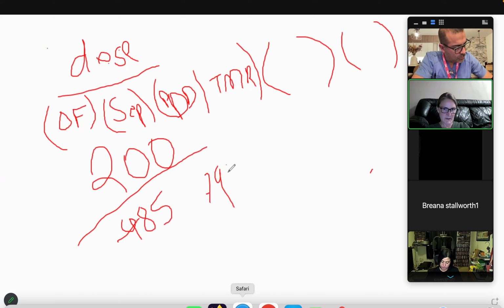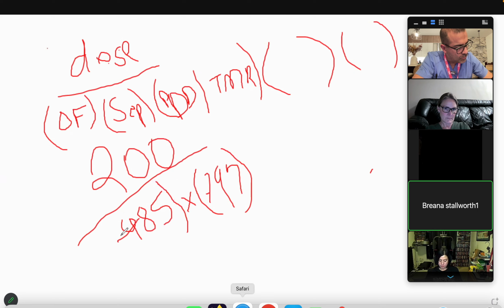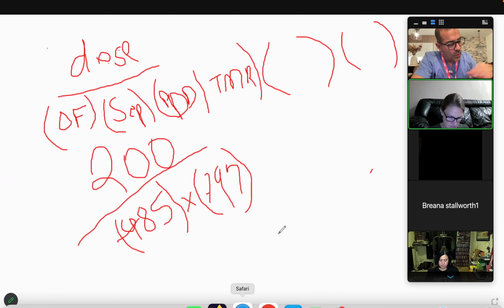So if you take 0.797, multiply it by 0.985, you'll get a number, 0.785. And then divide 200 by that number. 254.76. So 255 monitor units is what it will take to deliver 200 centigray to a depth of 6 cm at 100 SSD to that single field with a field size of 8 by 8.